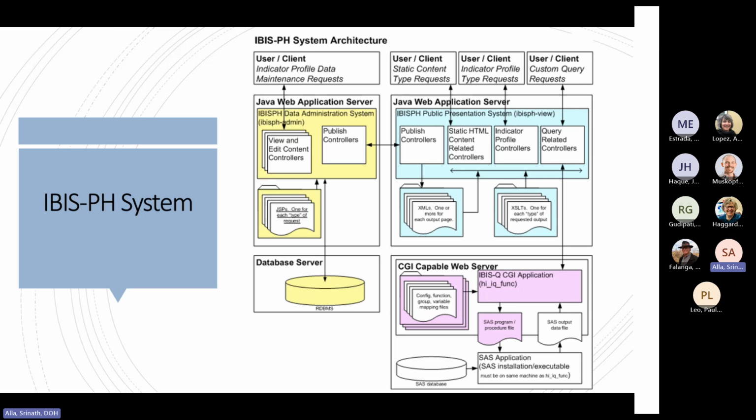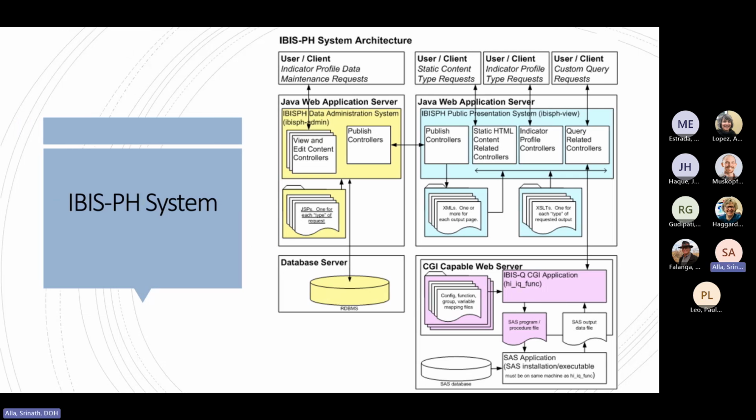If you look into the IBIS admin, the application mainly helps different health program officers maintain and edit indicator data. Once they edit the data and save it into the database, they can publish it to the view application. The health officers can log in to the admin application, edit the data and save it to the database, and using the publish option on the front end, they can publish the data.